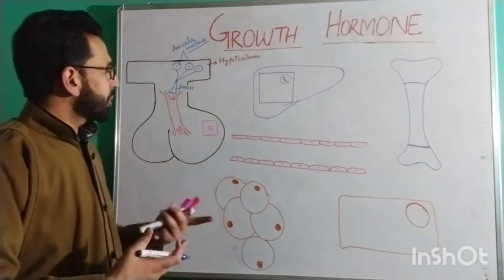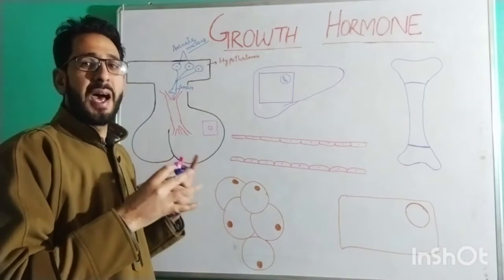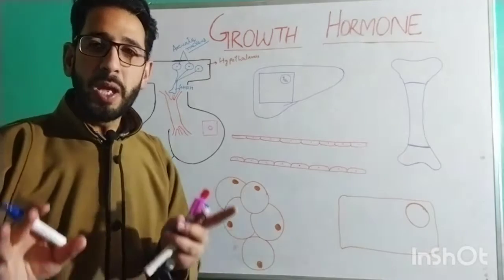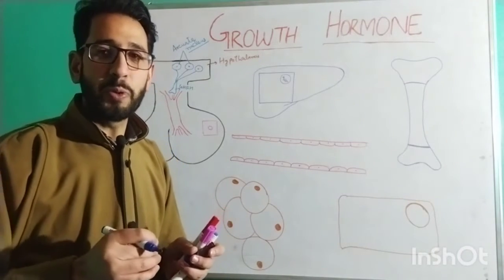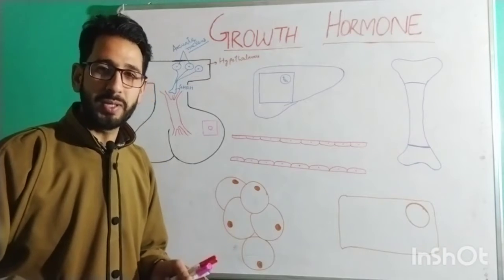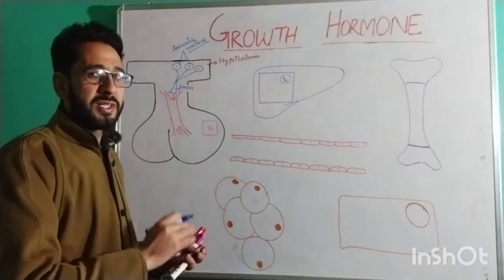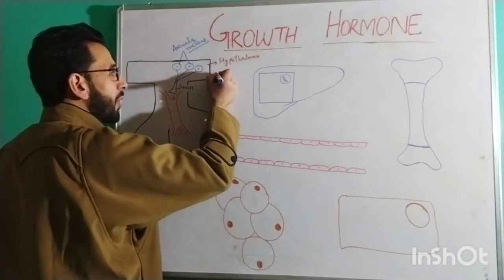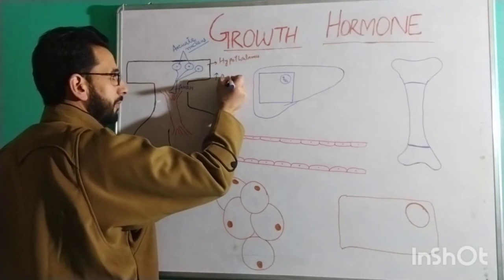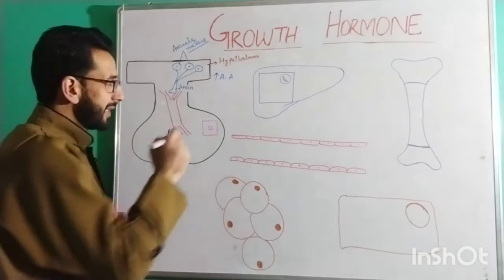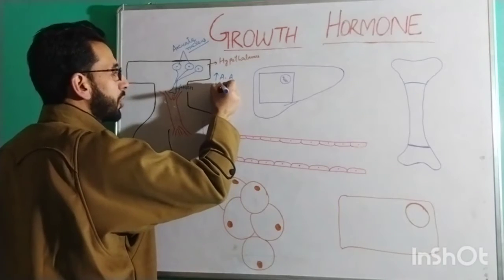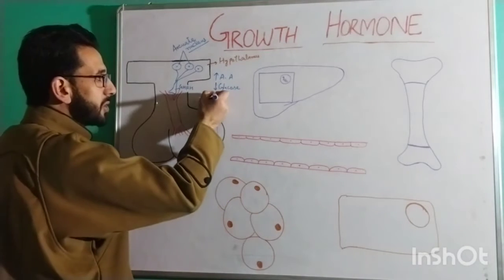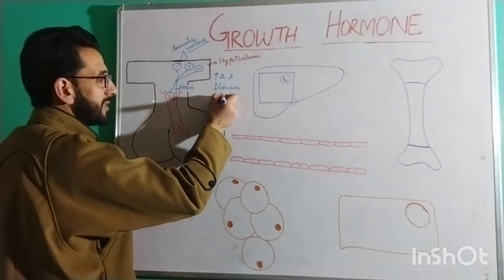Now there should be some stimulus which stimulates this arcuate nucleus to secrete this growth hormone releasing hormone. So first let us talk about those stimuli. The first important stimulus is increased level of amino acids in the blood. The second is decreased level of glucose in the blood. The third stimulus is decreased level of fatty acids in the blood.